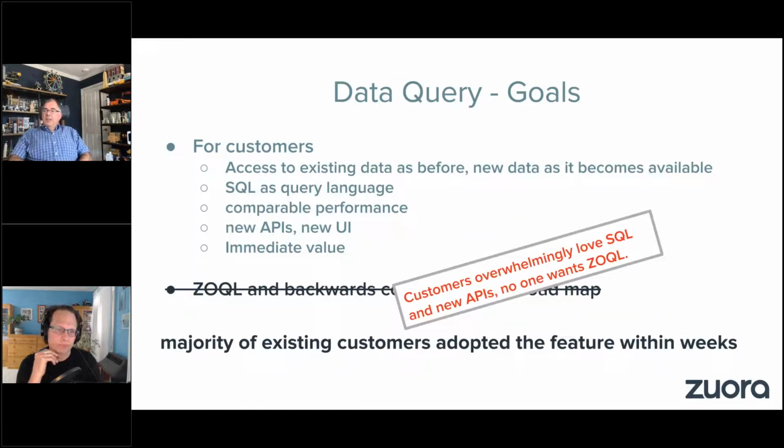So I talked about the goals that we had, and the goals for our customers, we basically accomplished. Customers love this feature. They love this so much that they don't even care about SQL and backwards compatibility. We asked our customers, and they all love SQL and the new APIs. No one actually wanted SQL back. So we struck it from our roadmap, and we're focusing on building more value on the existing system and not so much trying to adhere to backwards compatibility.